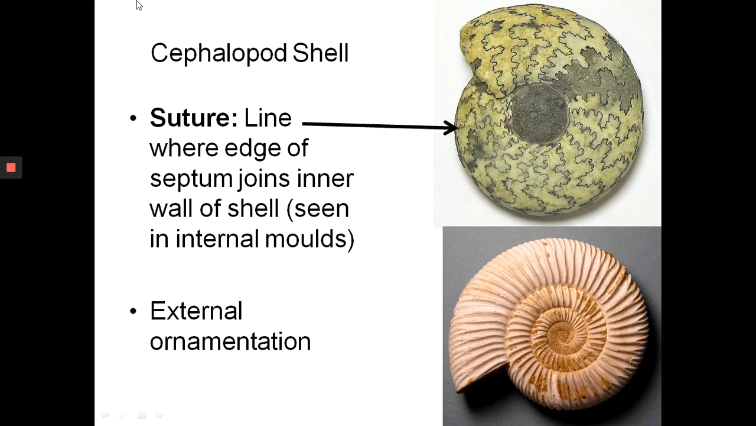Okay, so in the middle of the shell, the septa, then they meet the wall of the shell towards the side, so they form a line there. The boundary between the wall and the septa is called the suture. Right? And you can only see them if you have an internal mold. Okay, but if you make a cross section of this, you can see the septa. All right.